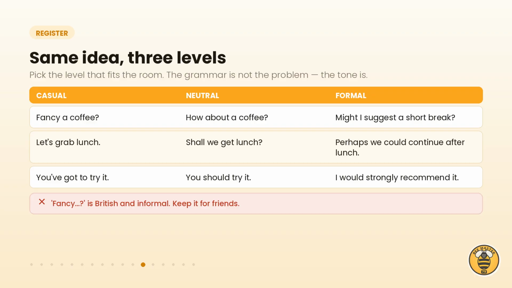Pick the level that fits the room. The grammar is usually not the problem. The tone is. One warning, fancy something is British and informal. Keep it for friends.